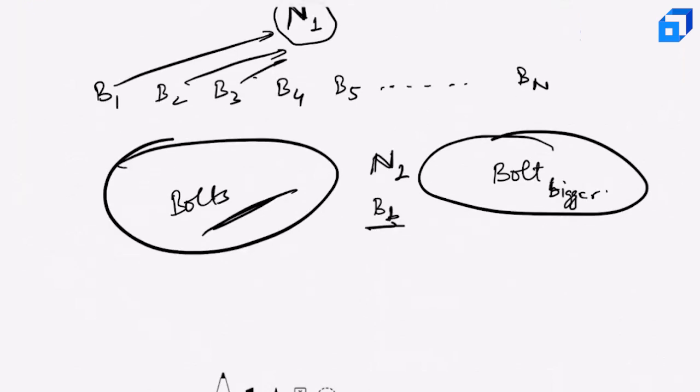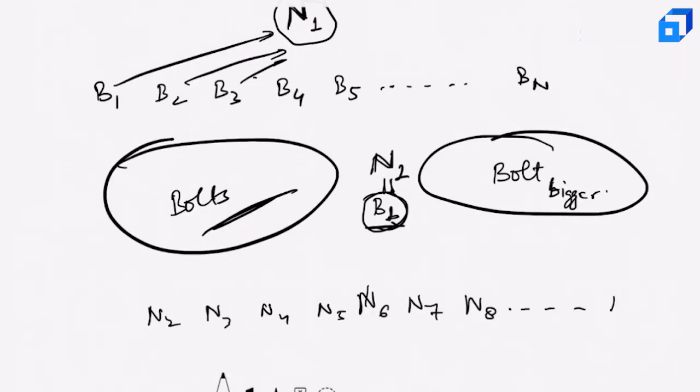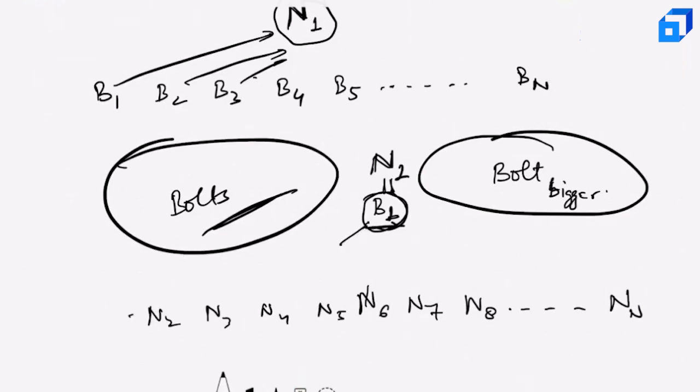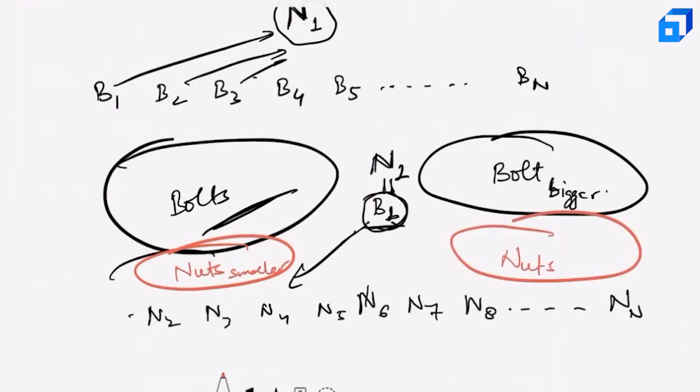And very similarly, now that I know that this bolt is the same as this nut, I can pick all of the nuts, which were N2, N3, N4, N5, N6, N7, N8 till N. And I can compare all of these nuts with this bolt, right? I'll get some nuts that are smaller. Let me take a different color. Some nuts here which are smaller, some nuts which are bigger. The equal one is already here, so you'll not find anybody who's equal.